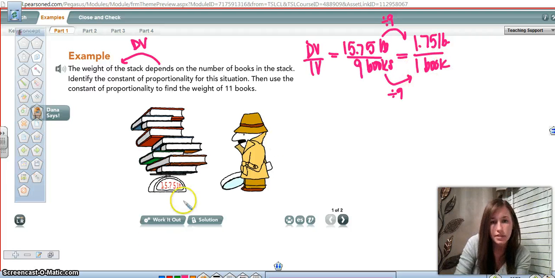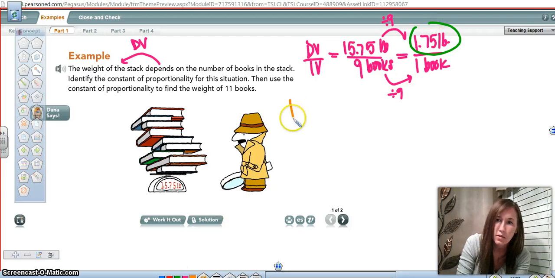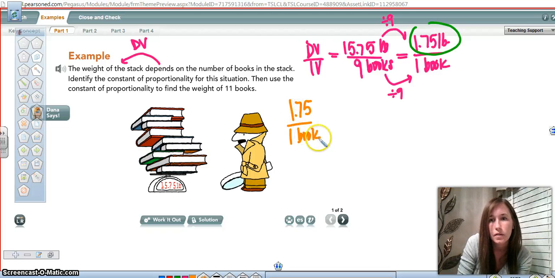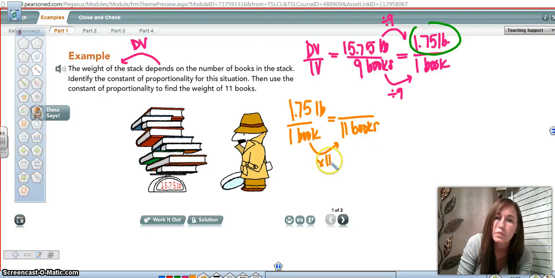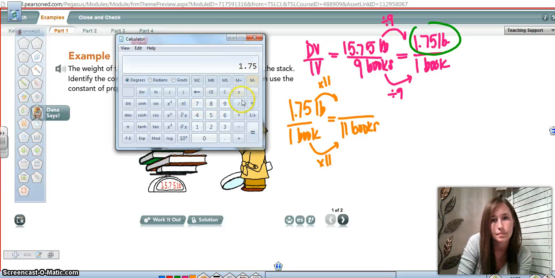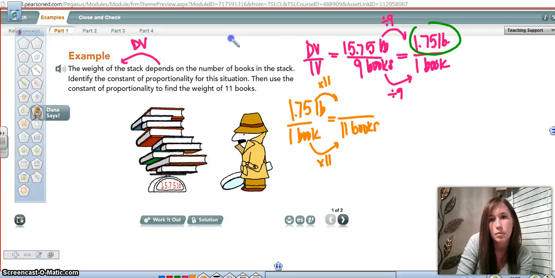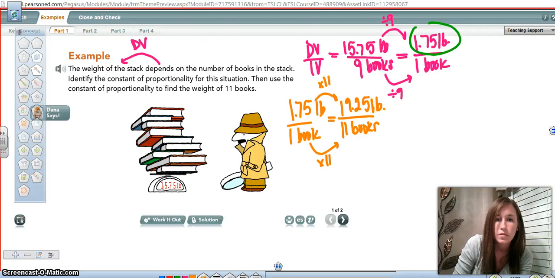We can use this to find, so there's one answer. We can use this to find the weight of 11 books. So if we know the unit rate, we have learned that it is very helpful. If we want to know the weight of 11 books, we just multiply this 1.75 times 11. That gives 19.25. So there's our second answer.